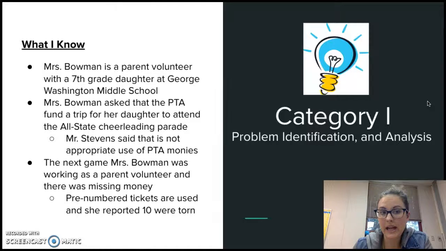And then what happened at the next game: Mrs. Bowman was working as a parent volunteer at the ticket stand collecting money, and there were pre-numbered tickets used, and she reported that 10 tickets were torn. But Mr. Stevens also had a discussion with another parent that had just gotten paid recently and had used a $50 bill to enter the basketball game. And then at the end of the night, the $50 bill was not in the deposit.